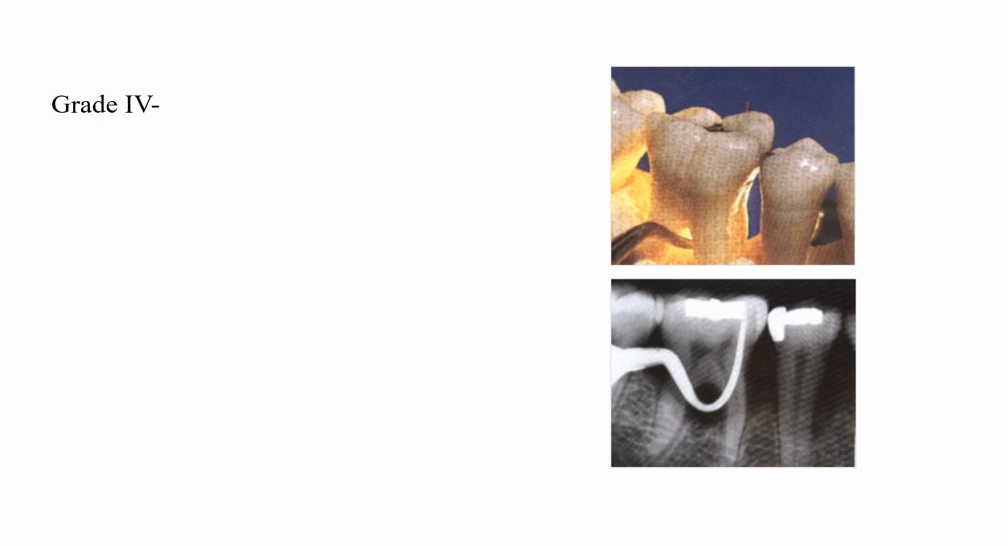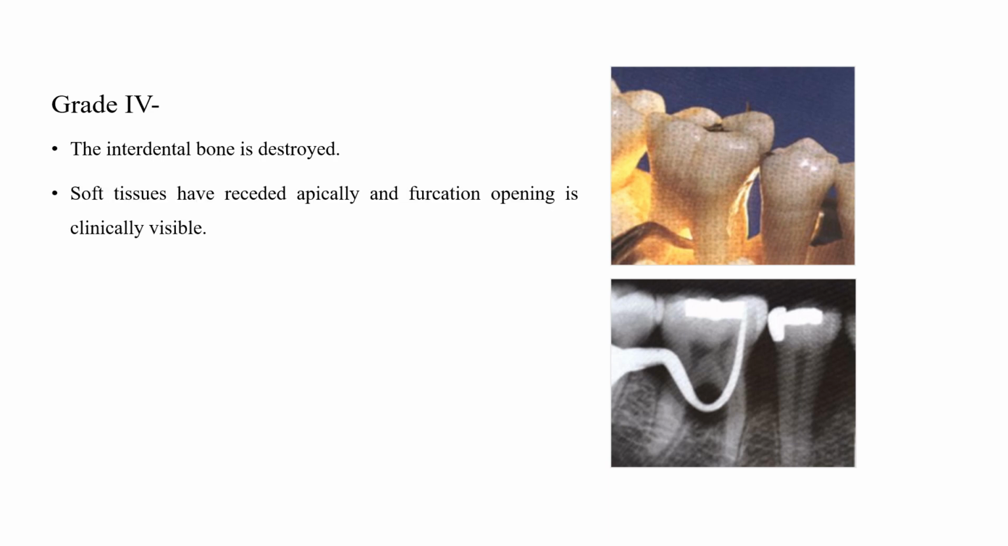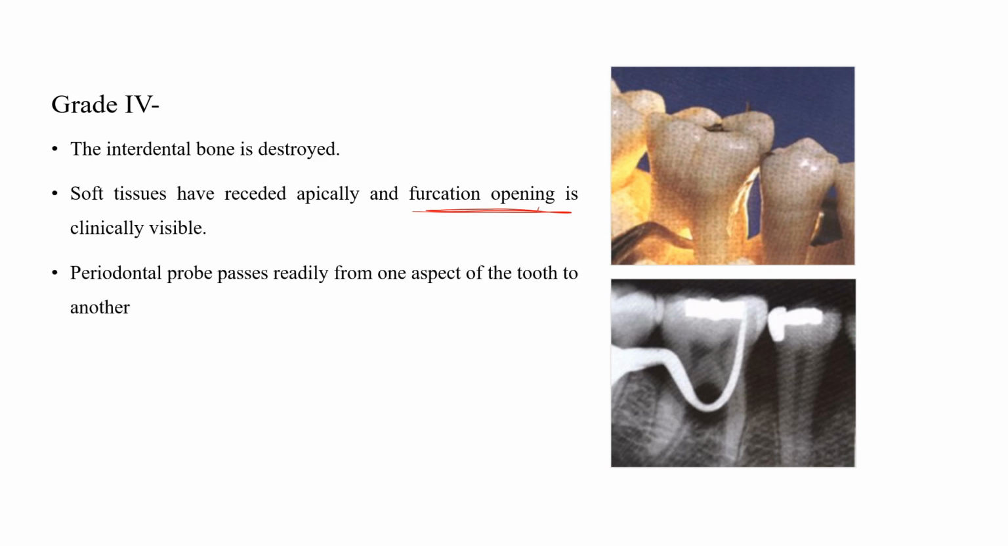Next is grade 4. Here we all know that there is complete destruction of the interdental bone and there is no soft tissue present. Soft tissue recession has already taken place apically. The opening is very much visible clinically in the oral cavity. Okay, and the probe also passes from one aspect of the tooth to the other aspect, from one entrance to the other entrance.